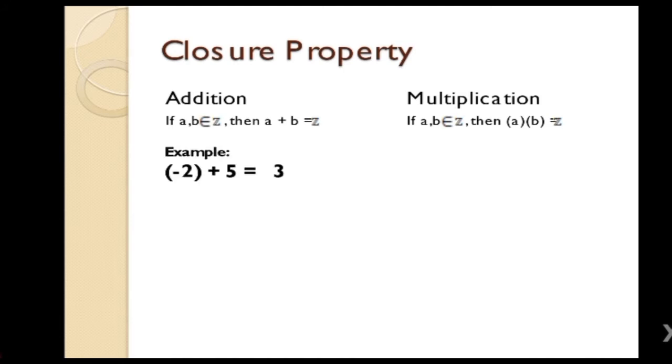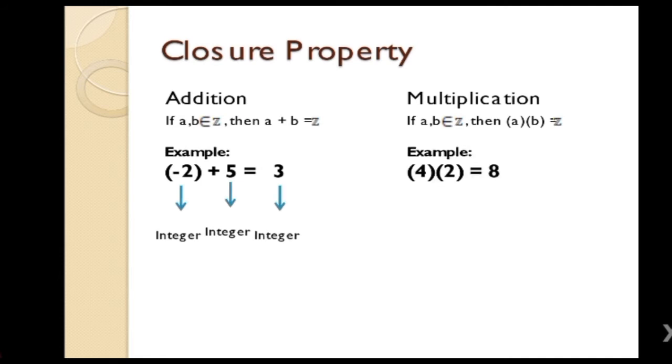So, example, we have -2 plus 5, which is equal to 3. So, si -2 ay integer, si 5 ay integer din. Kaya yung sum nila ay isa ding integer. So, same thing with multiplication. So, if we have 4 times 2, which is equal to 8, 4 is an integer, 2 is also an integer, kaya yung product nila ay integer din.